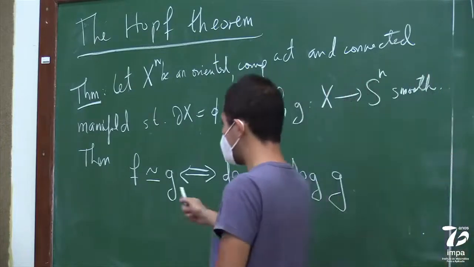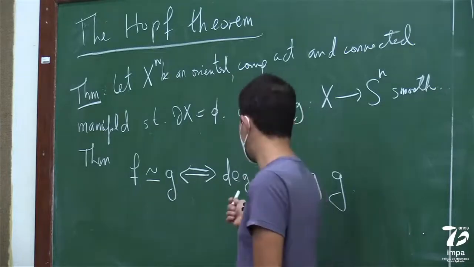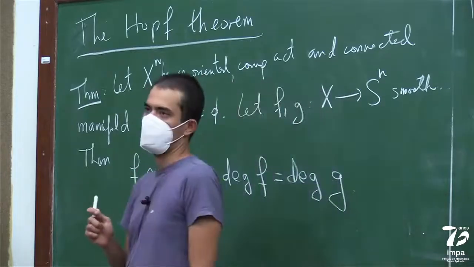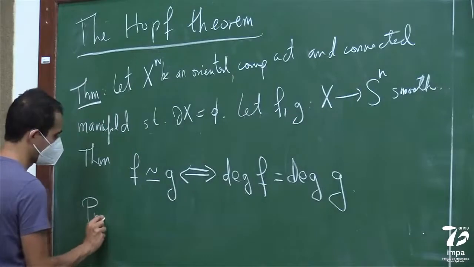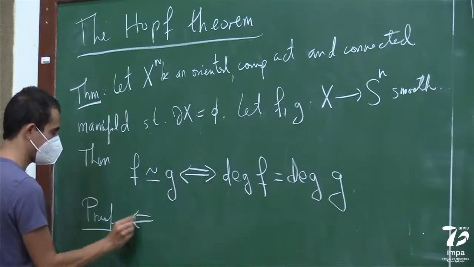And obviously, this direction here we already proved. So what we really need to prove is that if the degrees are the same, then F is homotopic to G. Okay, so we don't need to prove this implication. So we only need to prove this implication.